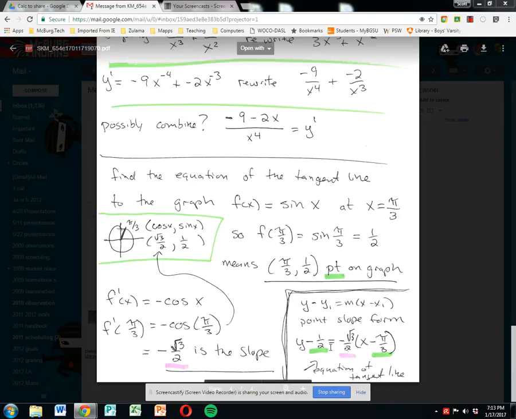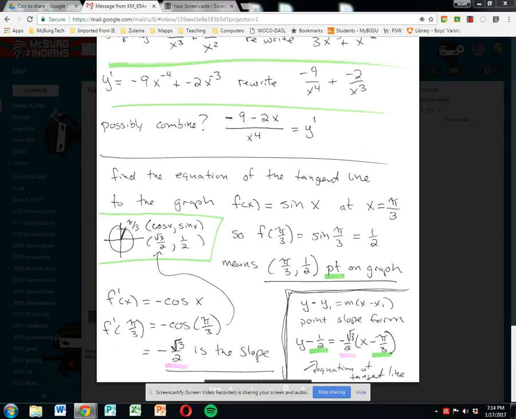How do we find the slope at pi over 3? We plug pi over 3 into the derivative. So first we take the derivative. The derivative is negative cosine x. We showed that above once. So if I plug pi over 3 into the derivative, the cosine of pi over 3 is rad 3 over 2, and if I make it negative, I get negative rad 3 over 2.